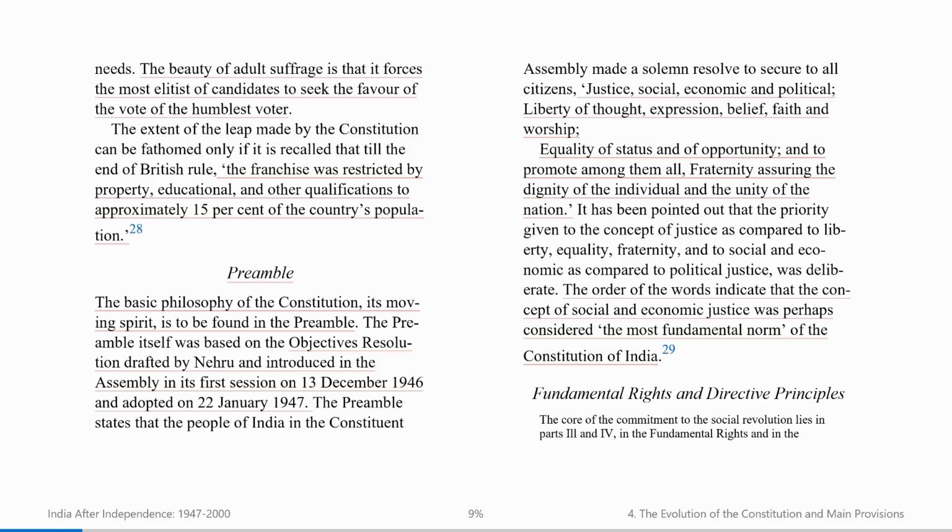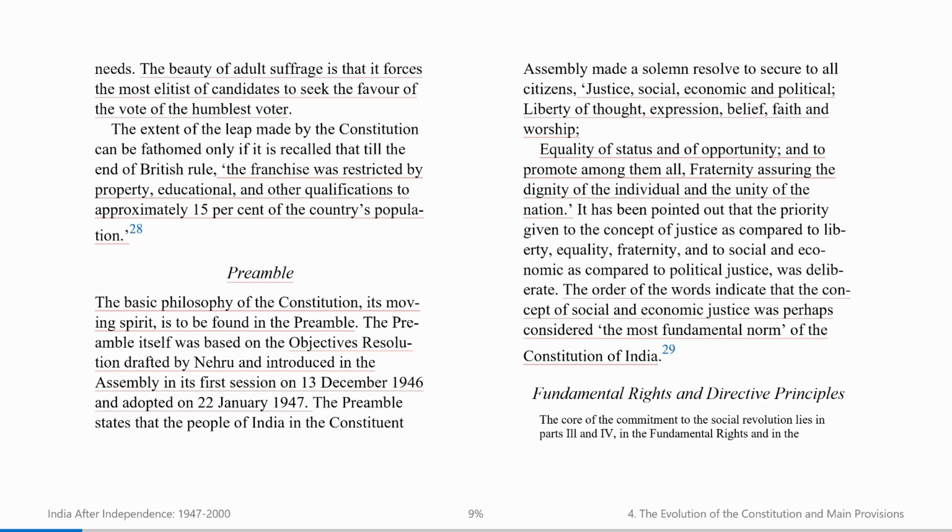It says the Preamble to the Constitution is a key to the minds of the makers of the Constitution. Nehru's objective resolution, which was drafted, is seen to be the preamble. It talked about justice, social, economic, and political. It talks about liberty of thought, expression, belief, faith, and worship, and equality of status and of opportunity. Fraternity, ensuring the dignity of the individual and the unity of the nation.